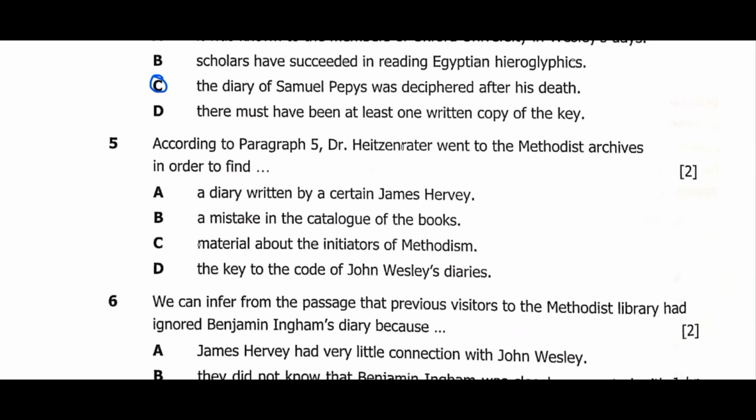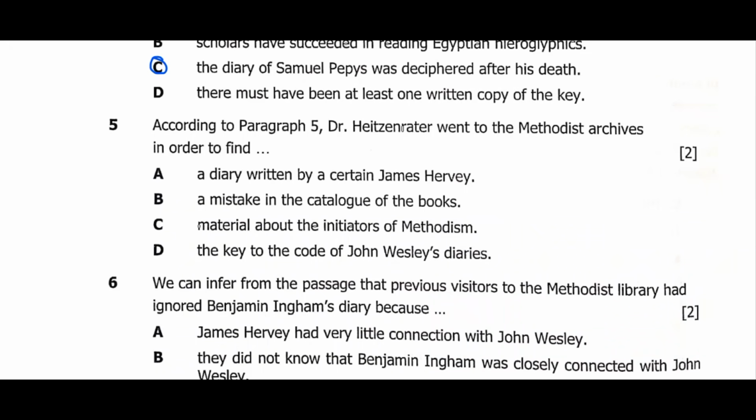Then question 5. According to paragraph 5, Dr. Hesnereta went to the Methodist archives in order to find: A, a diary written by a certain James Harvey; B, a mistake in the catalogue of books; C, material about the initiators of Methodism; D, the key to the code of John Wesley diaries. So let's look at paragraph 5.